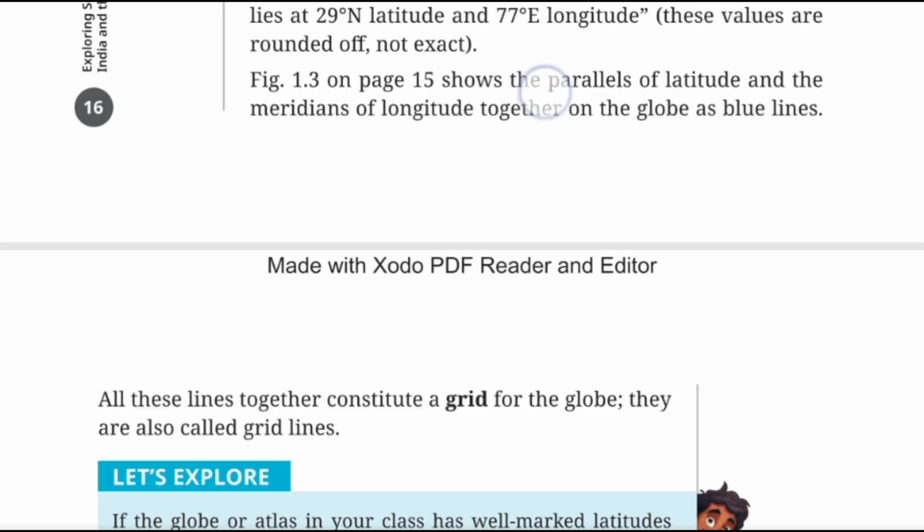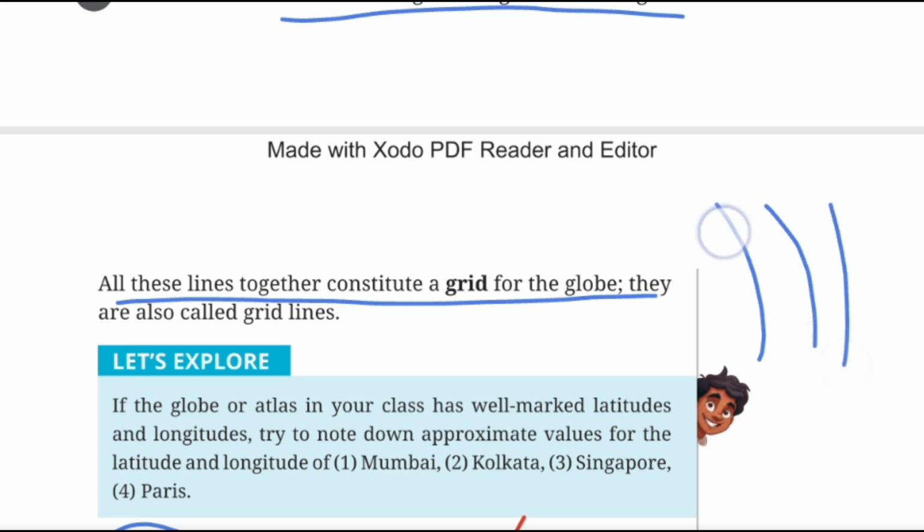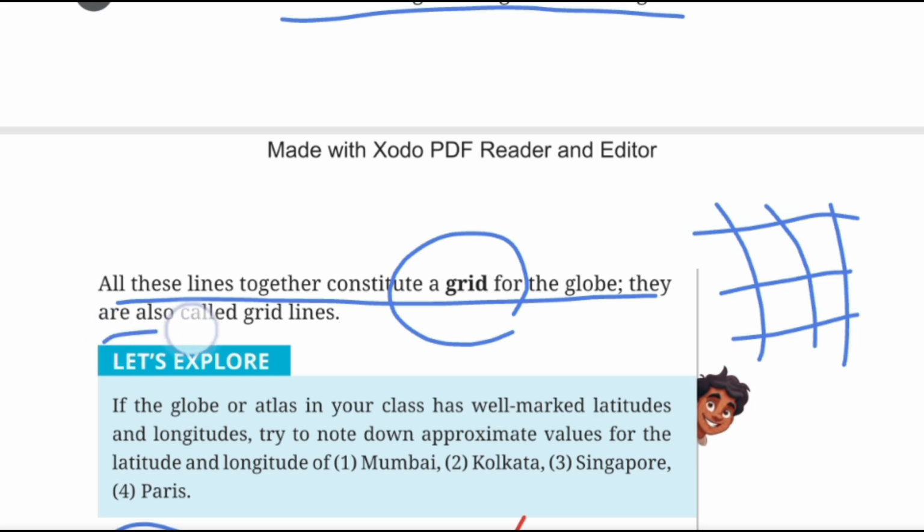We have already shown the parallels of latitude and the meridians of longitude on the diagram. All these lines together constitute the grid of a globe. Those lines are called the grid. The grid is constituted by the latitudes and the longitudes. They are also known as grid lines. So grid lines are basically constituted by latitude and longitude.